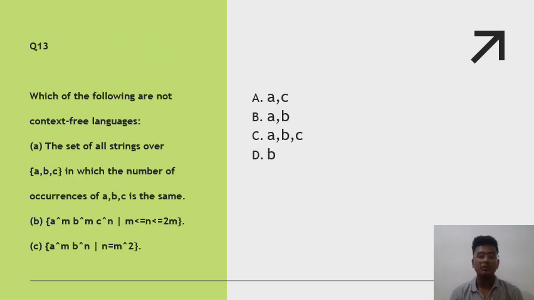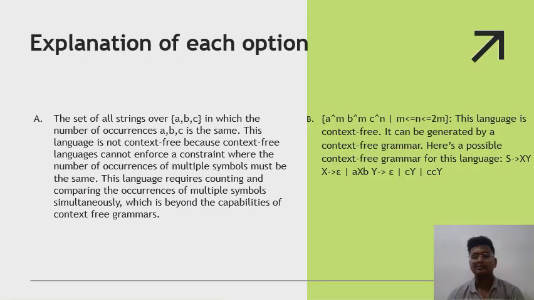On to the 13th question: which of the following are not context-free languages? We are given three options, and we need to choose whether A or C is correct, A or B is correct, A, B, C is the third, or only B is correct. So let's see.